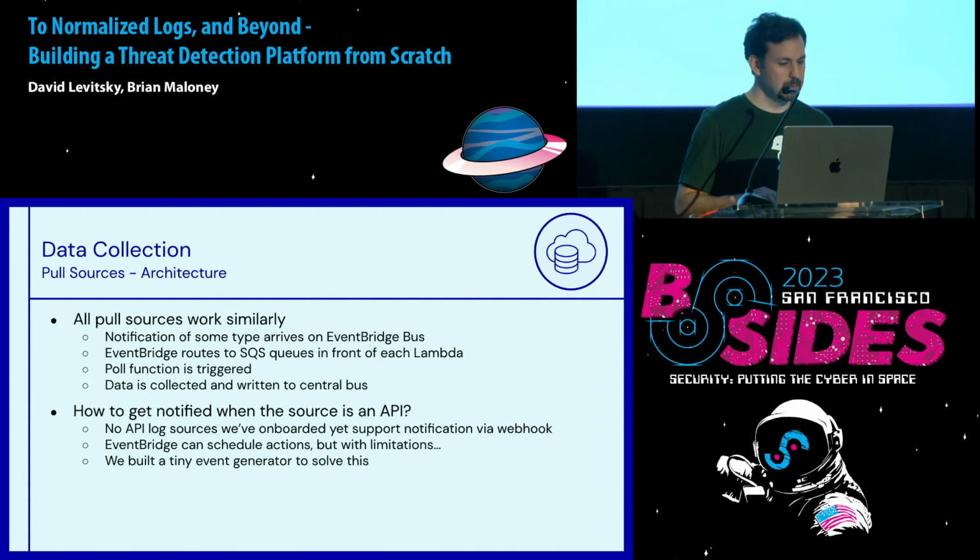It's more able to redrive data if things don't go so well in your Lambda, which can sometimes happen. So after it arrives in that SQS queue, the function is triggered and the data is collected and written to that central Kinesis Firehose, which then goes into our bucket.